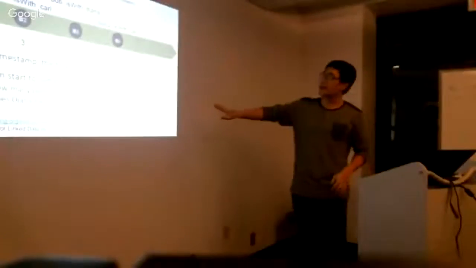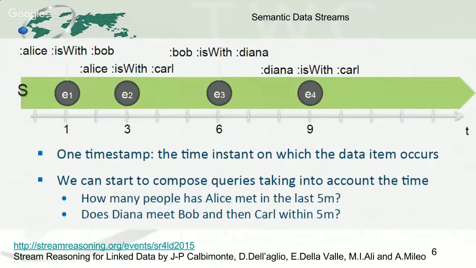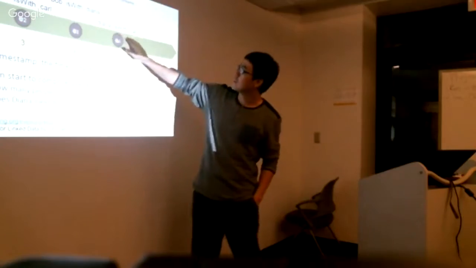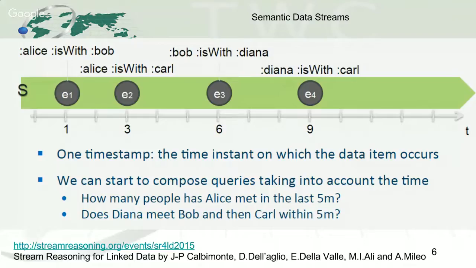And this is actually a one-timestamp RDF data stream. Each item is timestamped with one timestamp. So in this case, the timestamp indicates that Diana is with Carl at time 9.